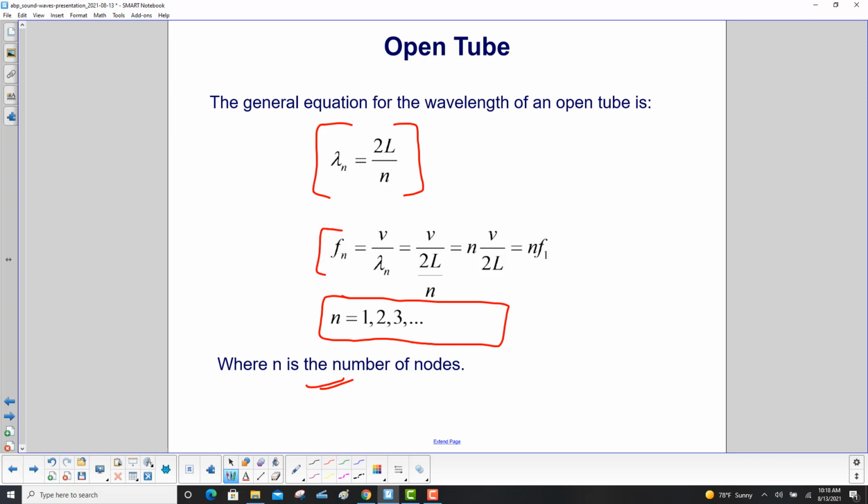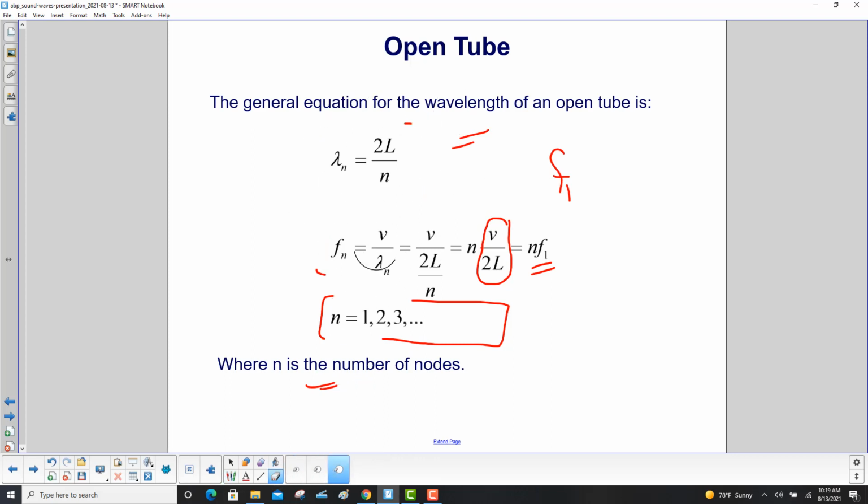That's V over lambda. Now since we have the subscript for frequency, we also have the subscript for the wavelength. So that's going to be V over 2L over n. That's lambda n right there. Then we just move the n up top, and we have n times V over 2L. And the previous slide showed that this was the first frequency, the fundamental frequency, the first harmonic. So we substitute that in, and then we get F sub n is equal to n F1. And let me just erase all this so you can more clearly see the equations. And there you go.